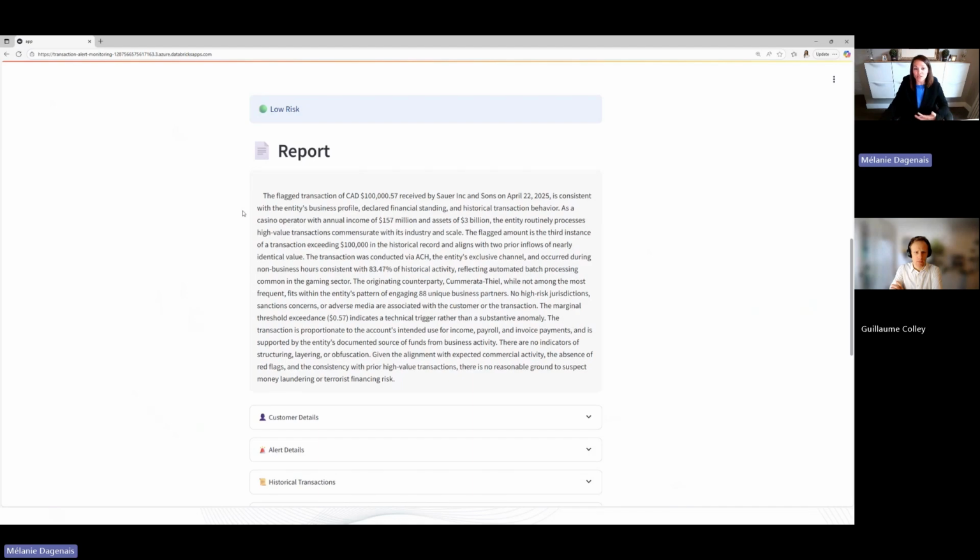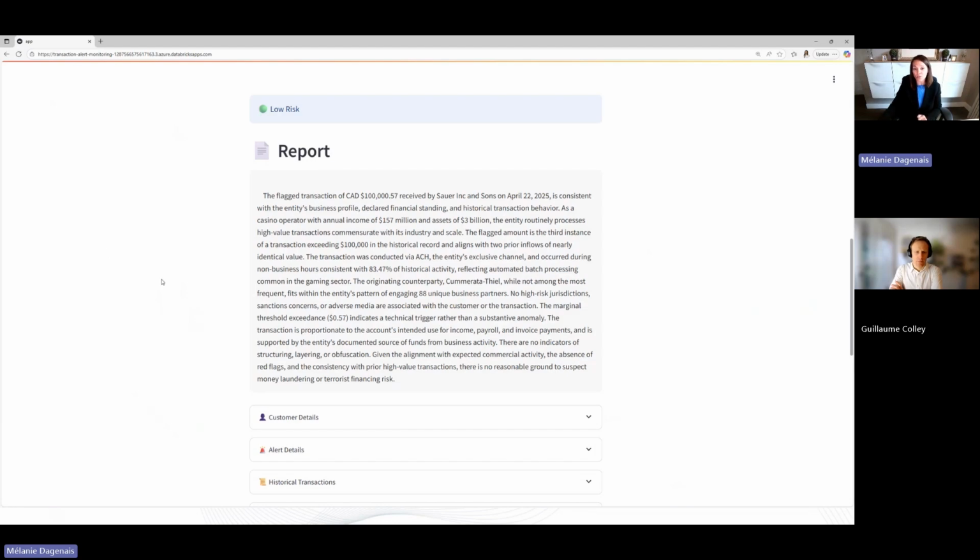So in this case, the agent is telling you the information. So that's the summary part, and then you have the detailed part, right? So the summary is about a transaction that was flagged because it was over the threshold of $100,000. It tells you the deposit was received by whom, on which date. It also tells you about the customer profile. In this case, it was a casino. So it will take into consideration if this is standard behavior from this customer. In the case of a casino, it would be a regular pattern to see high amount deposits.